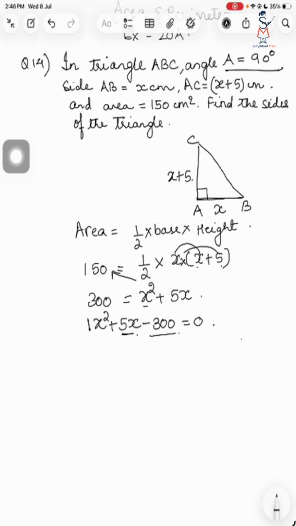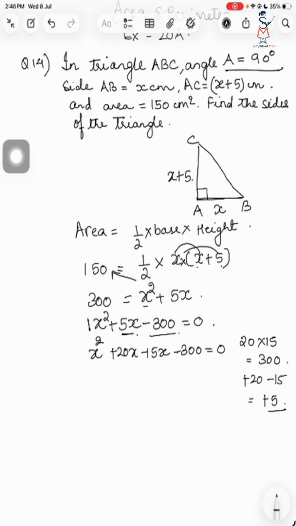So we know that when we multiply 20 into 15, what we get is 300. Fine. And plus 20 minus 15 will become plus 5, right? So that means 5x will become plus 20x and minus 15x, and x square will be written as it is, and minus 300 as it is, equal to 0.